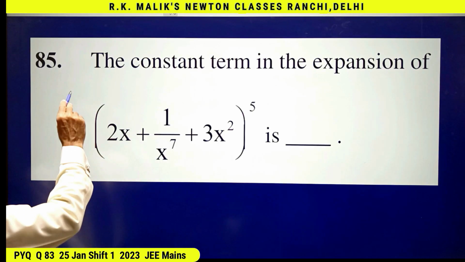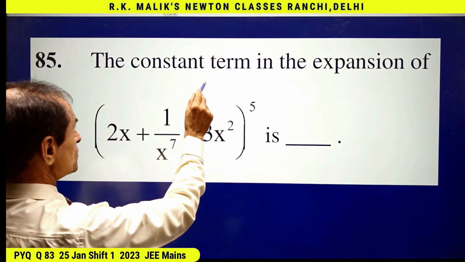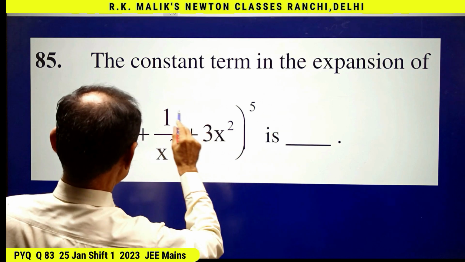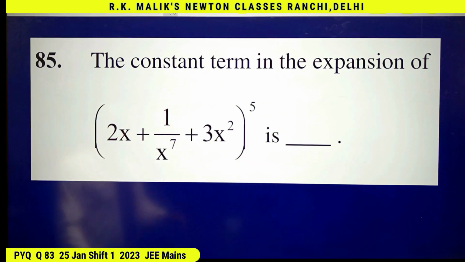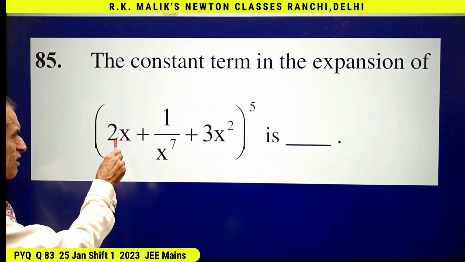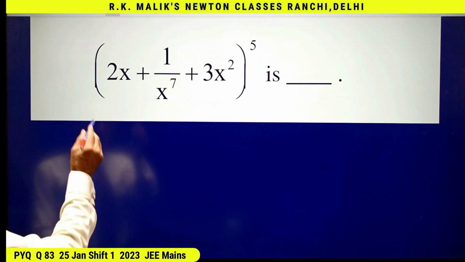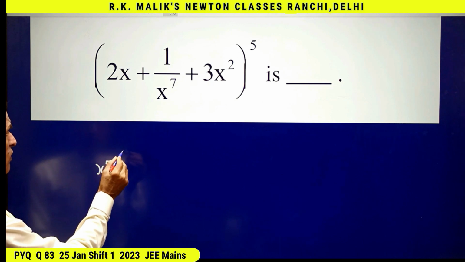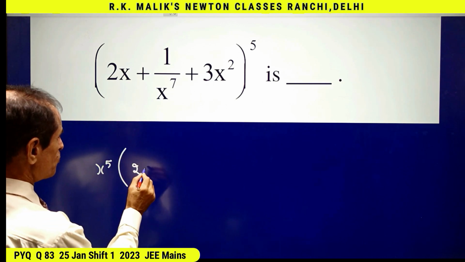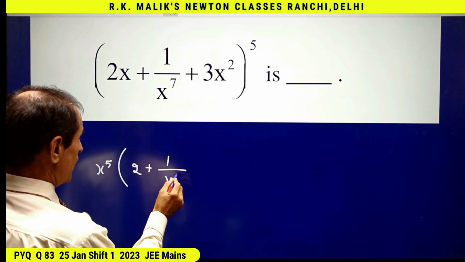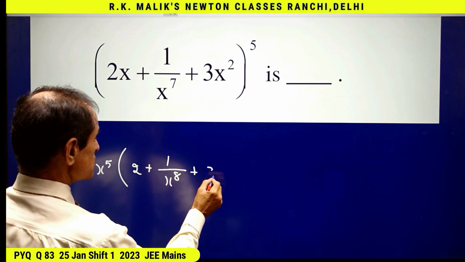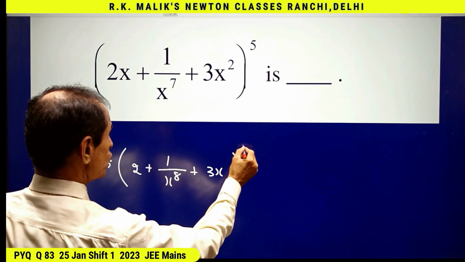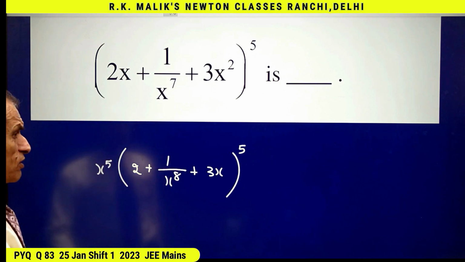In this question, he is saying the constant term in the expansion of this is dash. It will be slightly better if I take x outside. And after taking x outside, we will be getting x to the power 5 into (2 + 1/x^8 + 3x) whole to the power 5.